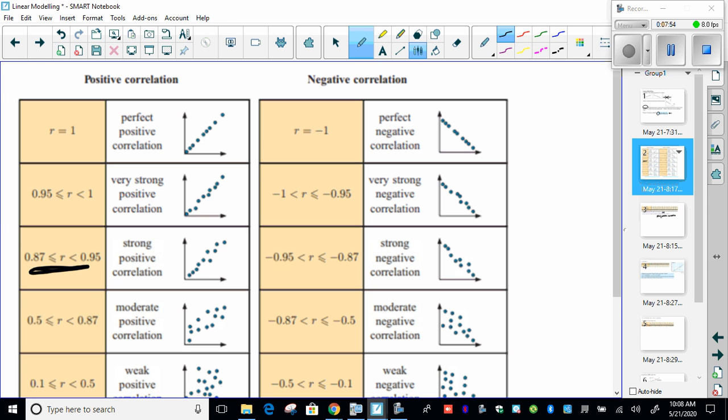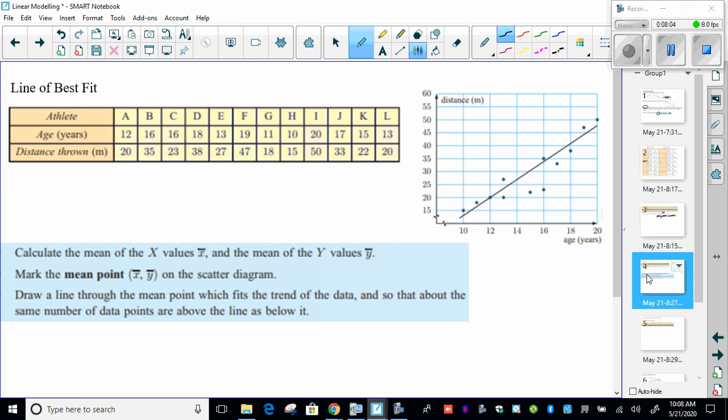AP and IB use different numbers for strong, very strong and moderate. So based on what course you're taking, they're all going to be super close to each other. Just be aware of that if you end up taking AP statistics. Okay, so that's the first one, is just finding that correlation coefficient and determining positive, negative, strong, etc.